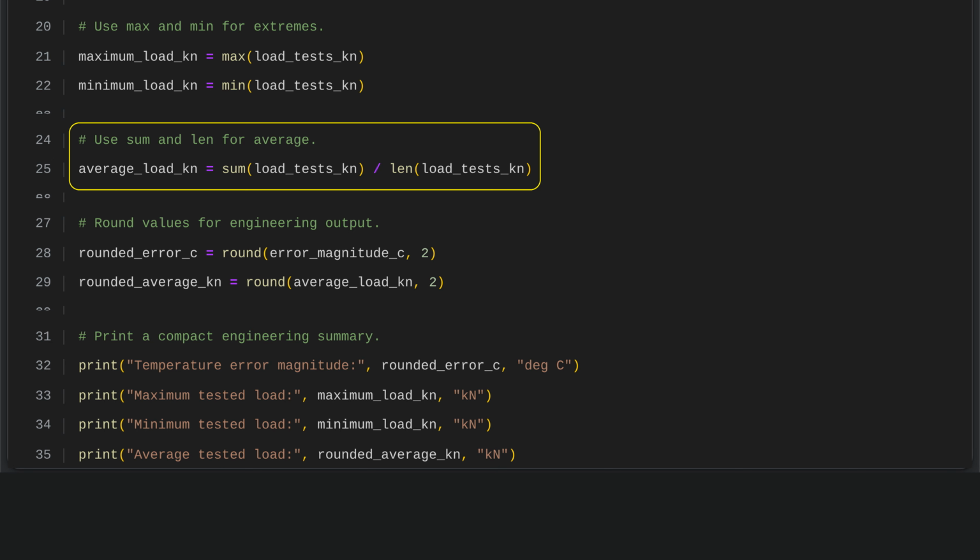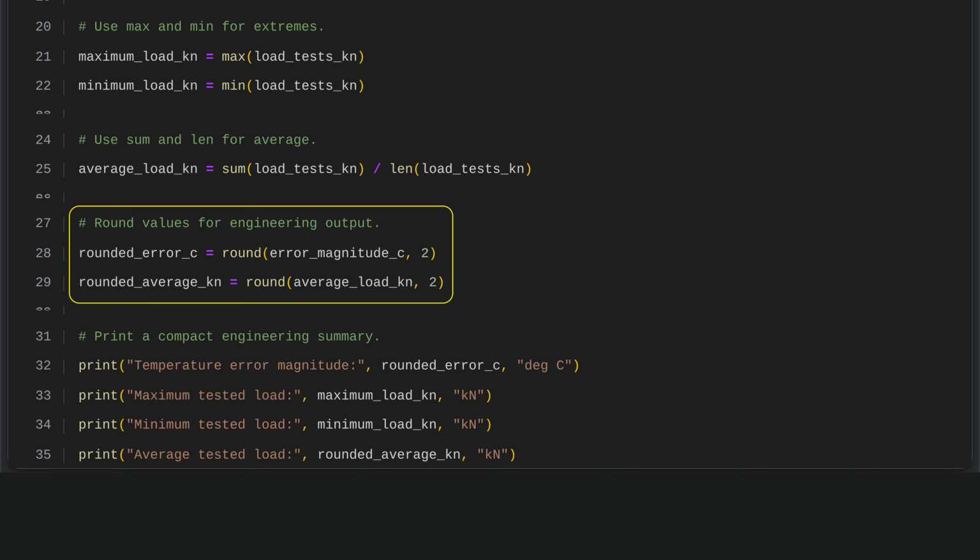To find the average beam load, add all the test results together and divide by how many results there are. In practice, this uses the sum function for the total and the length function for the count, giving the average load in kilonewtons. For engineering output, the temperature error magnitude and average load are rounded to 2 decimal places. This makes the results concise, readable, and easier to interpret in reports or summaries.